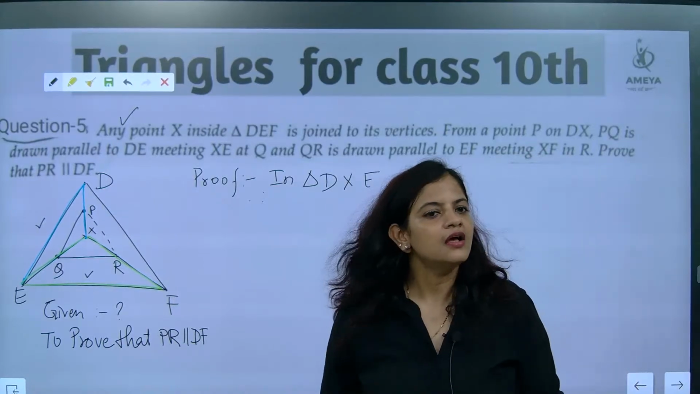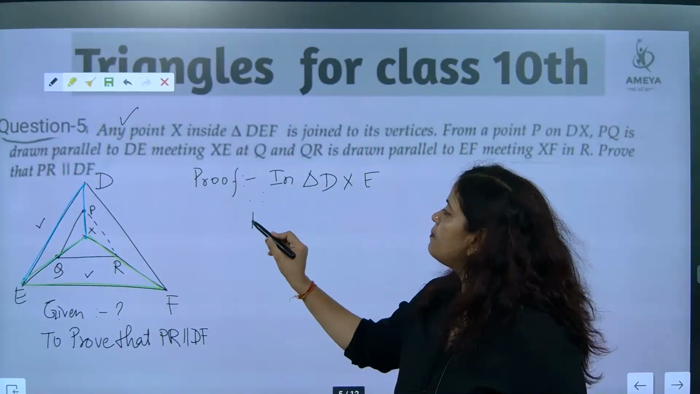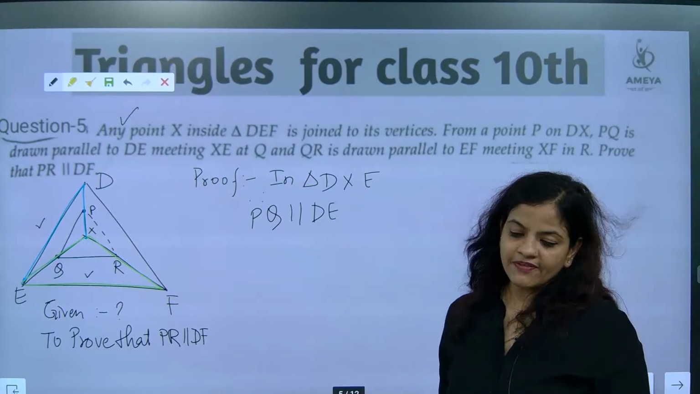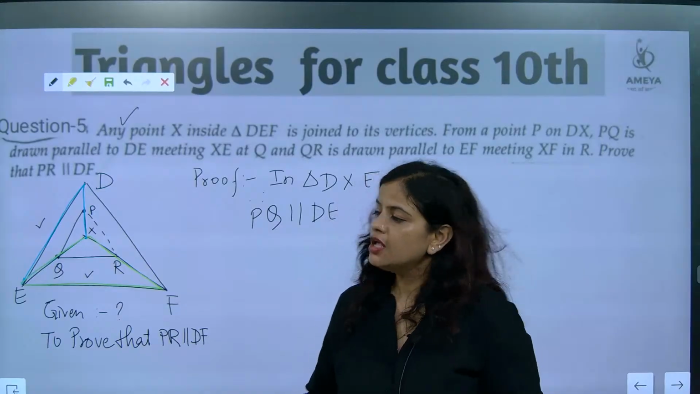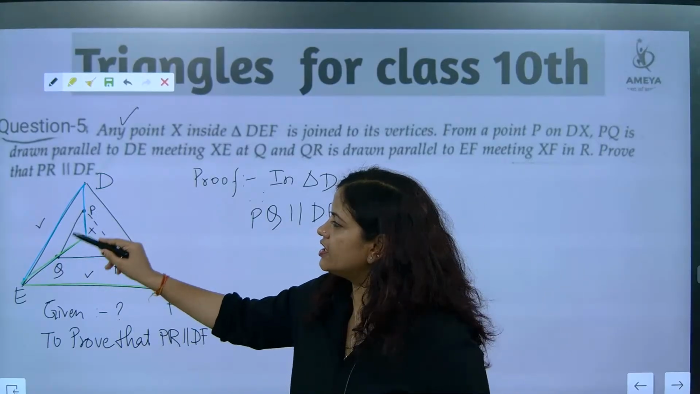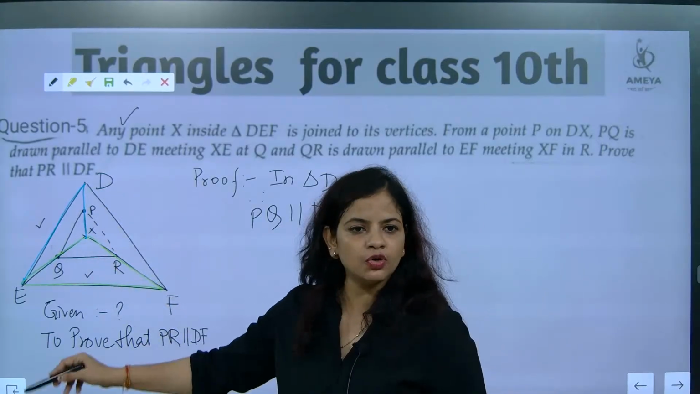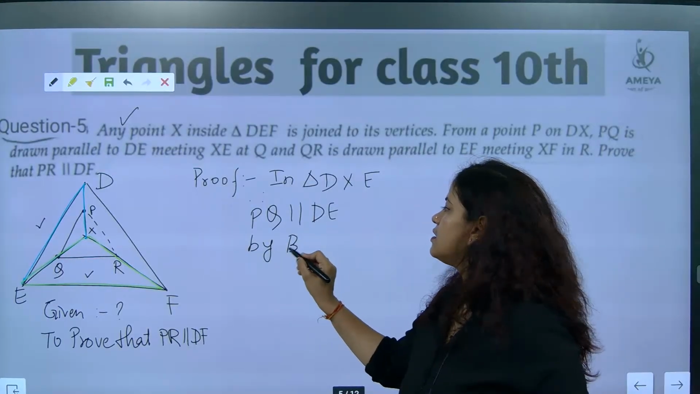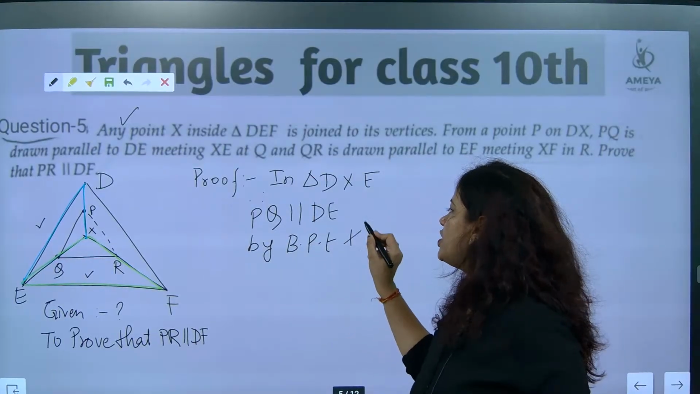In triangle DXE. What is given, beta? PQ is parallel to DE. What is given parallel? Online children. So beta, look here. This is already given in the question. PQ is parallel to DE. So by BPT theorem, what you can write? By BPT theorem, what you can write?